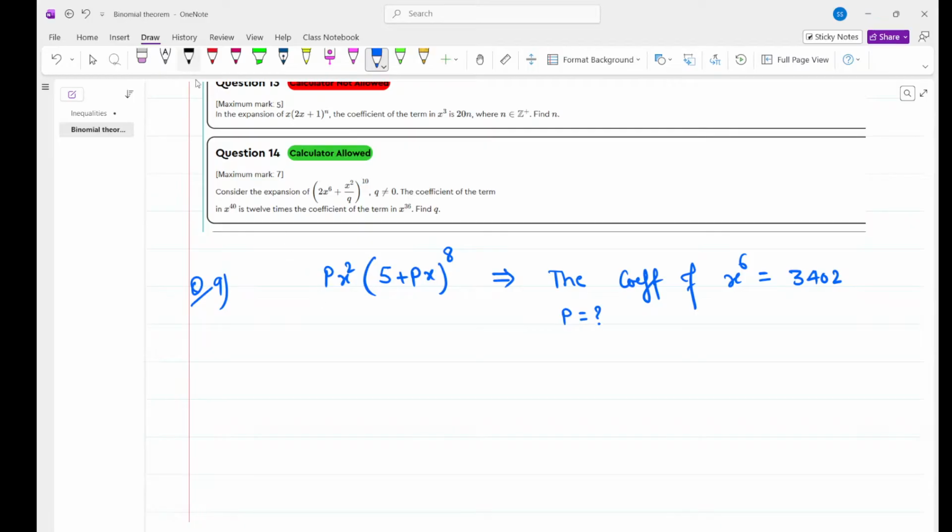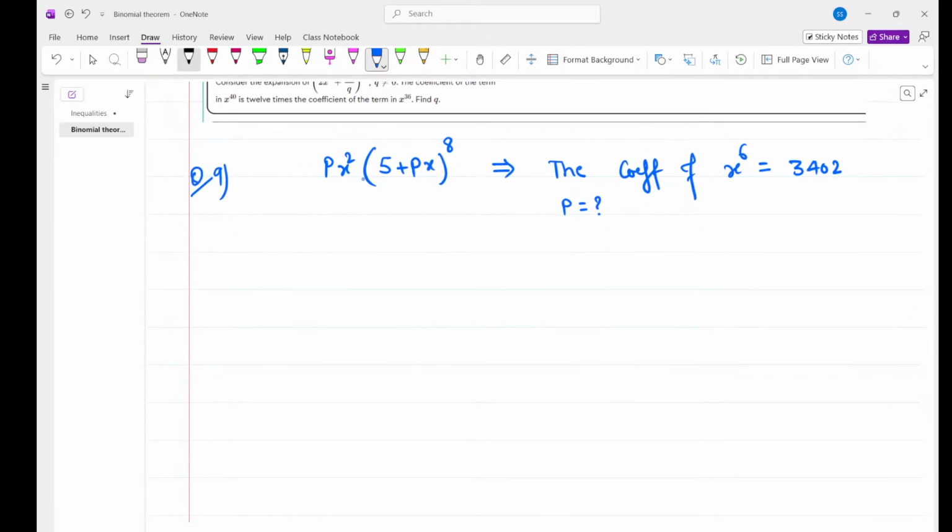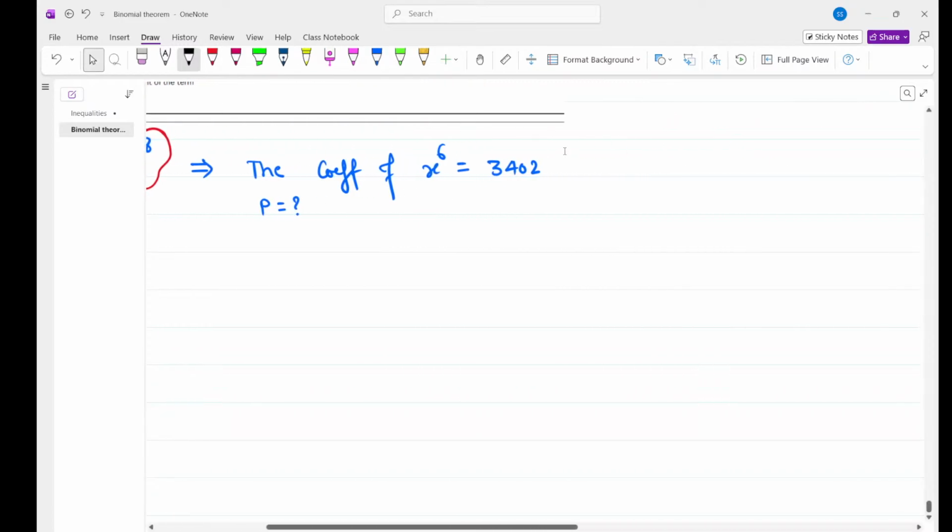Any doubt? So what will happen if you have the expansion of this binomial term? Then you have to multiply each and every term of this expansion by this px square, isn't it? We can understand by taking a simple example.